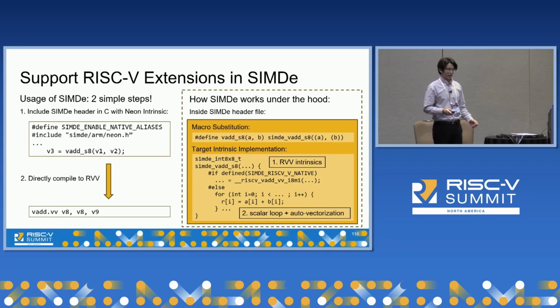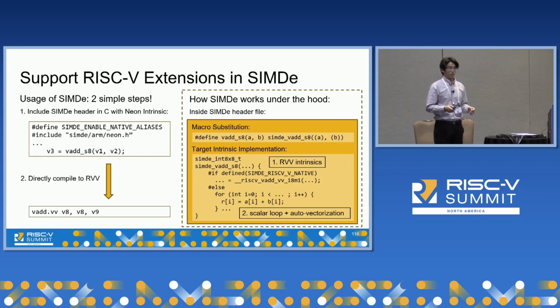Here is how SIMD Everywhere really works. On the left-hand side is how to use the SIMD Everywhere library. If you have a C program with Neon intrinsics inside, you can just include the SIMD Everywhere header and directly compile it using the RISC-V toolchain and compiler, and it will produce the RISC-V vector code.